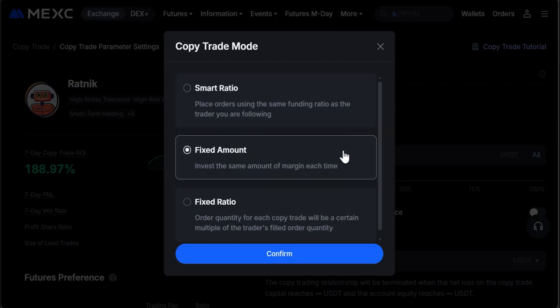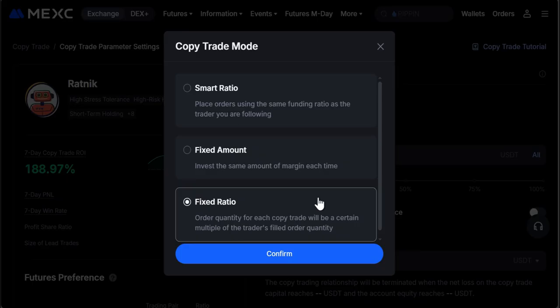Fixed amount mode is where you copy a fixed dollar amount per trade. For example, if you set $10 every trade the lead trader opens, you open with $10. This gives you more control over how much you're risking per trade. Fixed ratio mode is when you copy a percentage of your portfolio that matches the lead trader's allocation. So if they use 5% of their capital on a trade, you use 5% of yours.